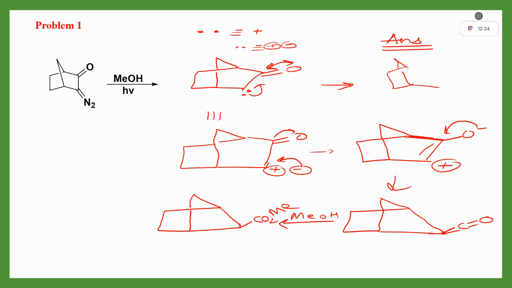You just have to directly join these bonds with CO2. Okay, so this is your final answer. Understood? Basically, it will undergo Wolff rearrangement. You can also say that this rearrangement has taken place via carbene formation.